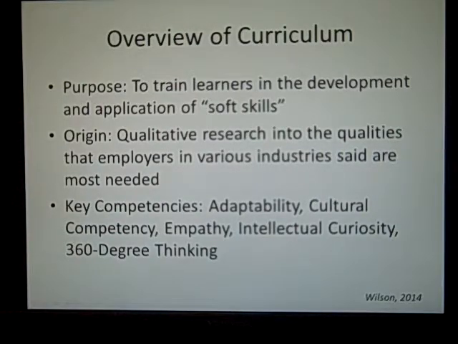The concept of third space is based on qualitative research indicating that the most successful professionals and desirable employees have developed high aptitude in 5 key competencies: adaptability, cultural competency, empathy, intellectual curiosity, and 360-degree thinking. The objective of the curriculum for teaching third space thinking is to help learners acquire or develop soft skills proficiency in these competencies.